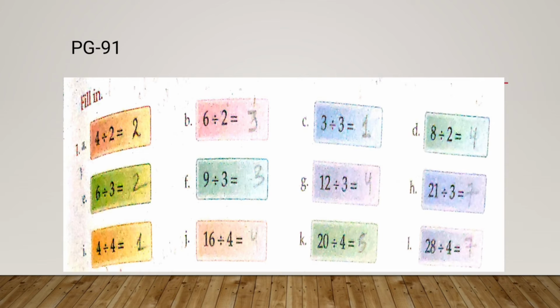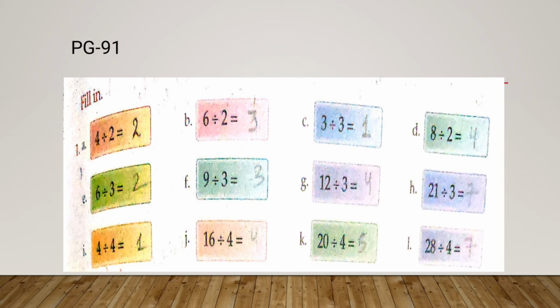Now G part, 12 divided by 3 is equal to dash. So here recite the table of 3 until you get 12. 3 1s are 3, 3 2s are 6, 3 3s are 9 and 3 4s are 12. So children, 12 divided by 3 is equal to 4. 4 will be your answer.